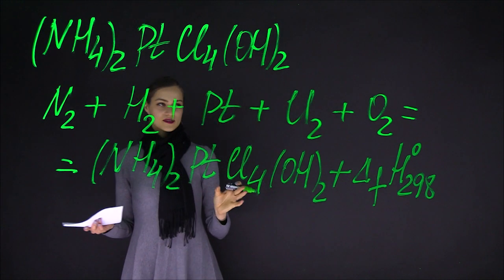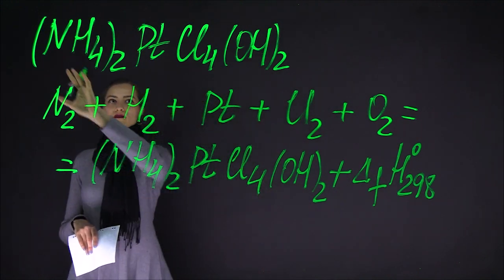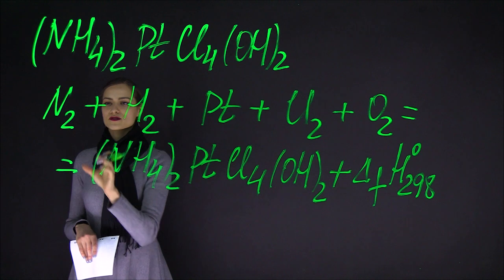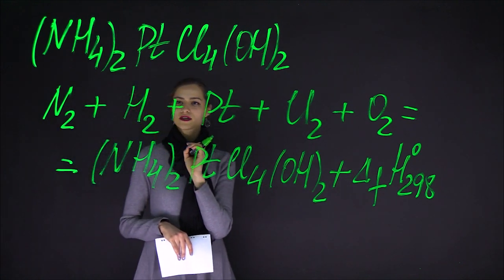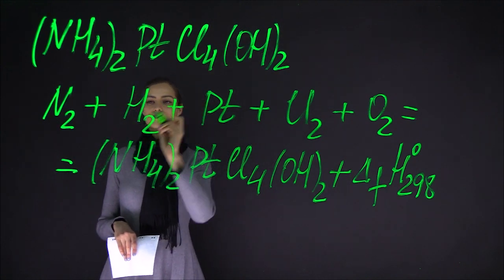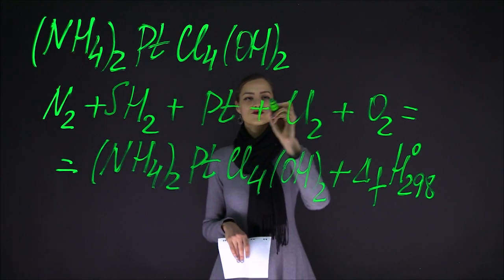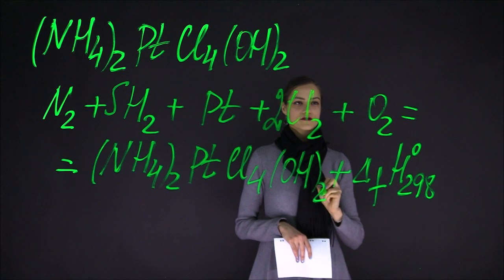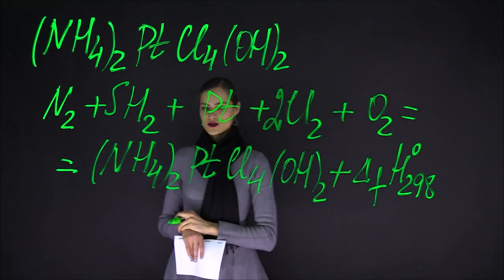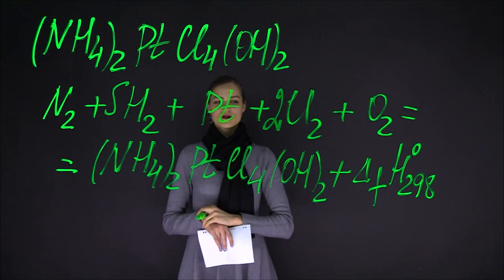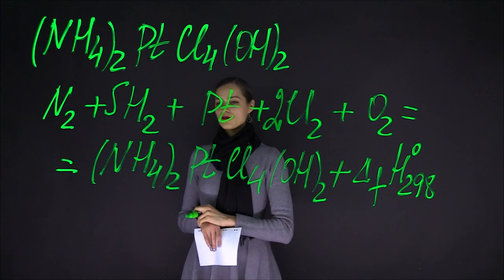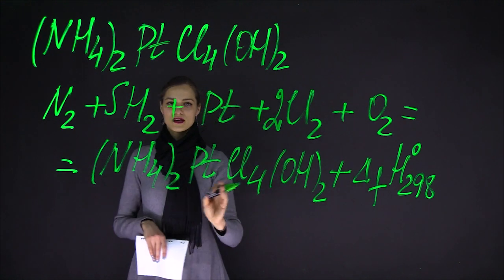Now we just need to balance this equation. So according to the complicated substance, we have just 1 mole of nitrogen and 5 moles of hydrogen, 1 mole of platinum, 2 moles of chlorine, and just 1 mole of oxygen. So now we have the thermochemical equation for formation of this complicated substance.